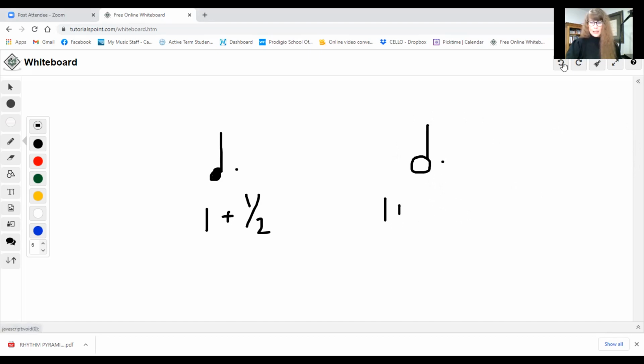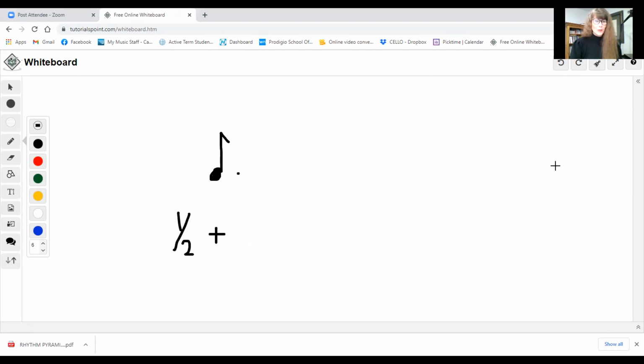Just going to make some space here. Let's try another one. If I had an eighth and I put a dot on it. Now an eighth note is worth half a beat plus, now that dot is worth half of an eighth note. So that dot actually represents the 16th note. And the 16th note is worth a quarter of a beat if you go back to our pyramid chart. So here we have a half beat plus a quarter beat.